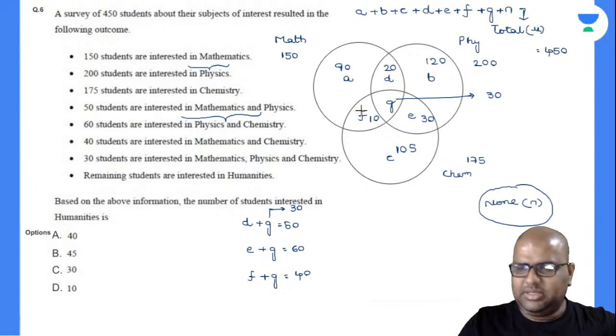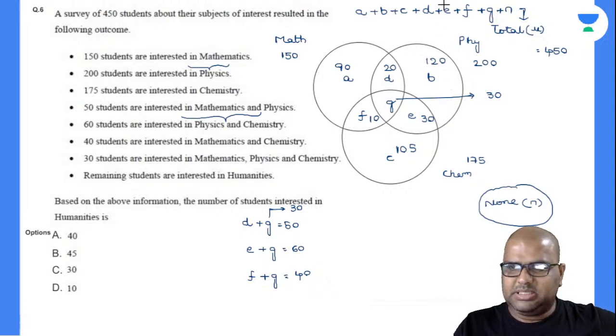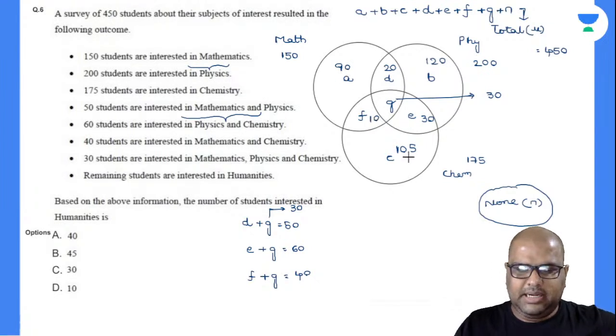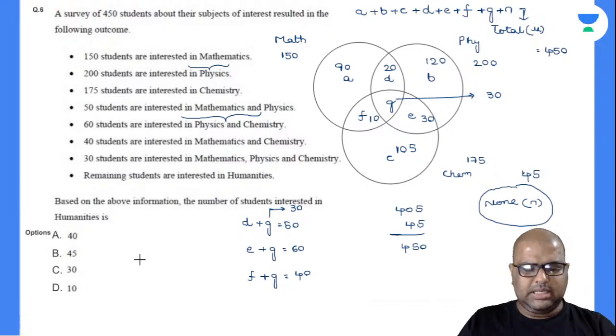Let's write down this and now observe this. Total physics value is 200, means B plus E plus D plus G. So I have added those values. 200 plus 90, 290 plus 10, 300. 300 plus 100 is 400, 405. So how much is left over there? 405 means, is it 45? Yes. So 45 is nothing but equal to 450. So the none value is nothing but equal to 45. 10% of the total students are registered in humanities, and this is your answer there.